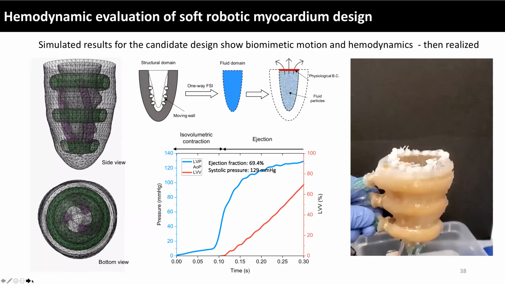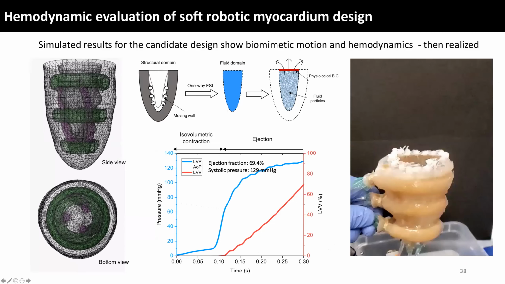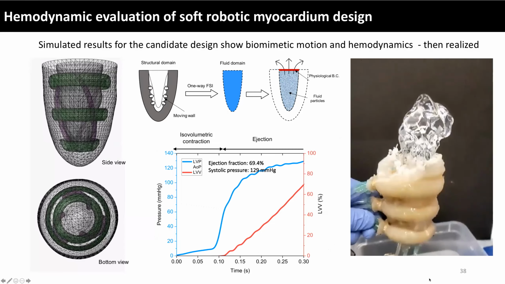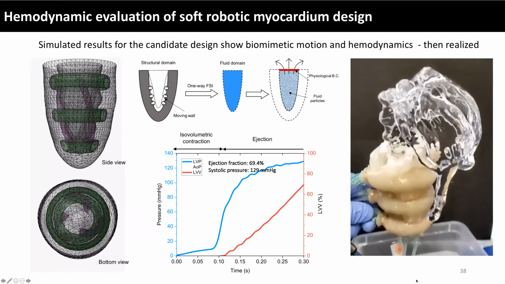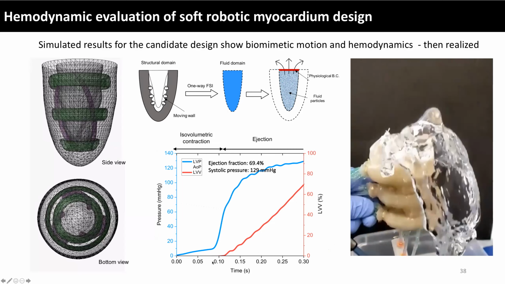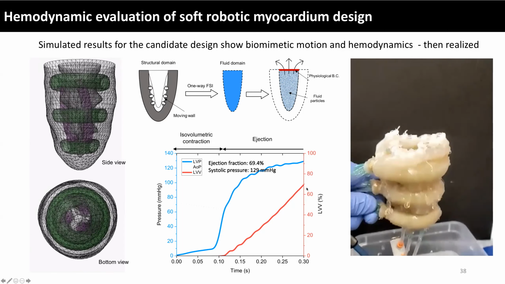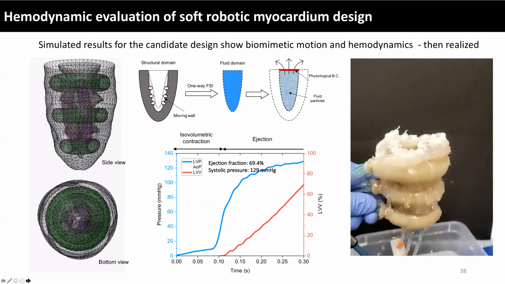So then we had to build it and make sure that our models made sense. So here you can see just a slow motion video of this design and its ejection fluid, just so you can visualize the amount of fluid it ejects with one cycle. But we could, with a contraction, get a left ventricular volume displacement of 70% and then a systolic pressure generation of 130 millimeters of mercury.